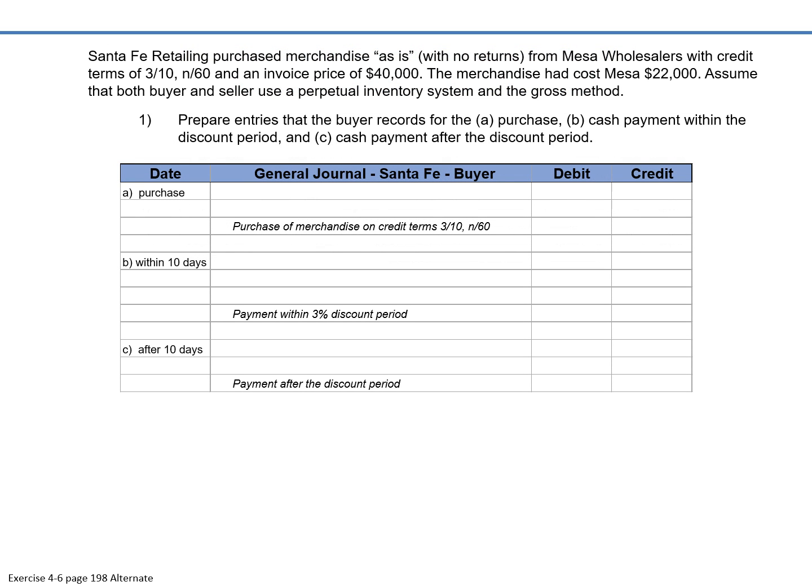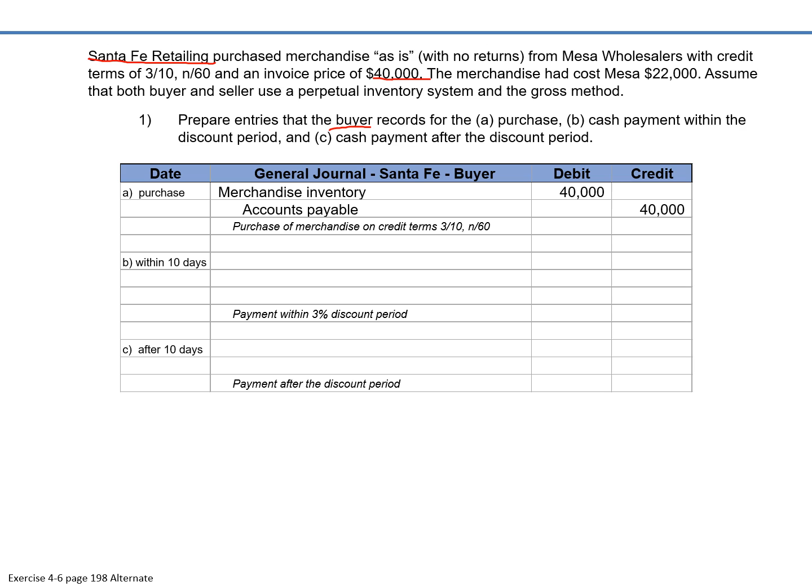Okay, Santa Fe Retailing purchased merchandise as is with no returns from Mesa Wholesaler with the credit terms 3/10, net 60, invoice price of $40,000. So in this case, we're the buyer. We are Santa Fe Retailing, right? So when we purchase the goods, the only thing we need out of this problem is this $40,000. So we're going to record merchandise inventory increase of $40,000, and we're going to record an increase to accounts payable for $40,000.